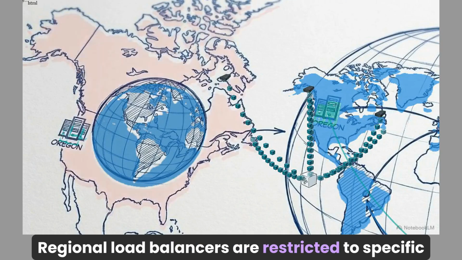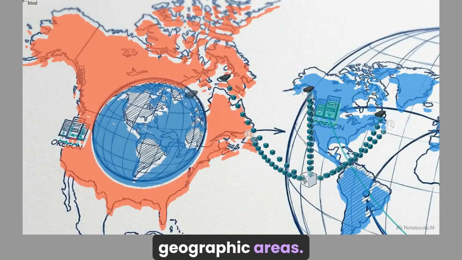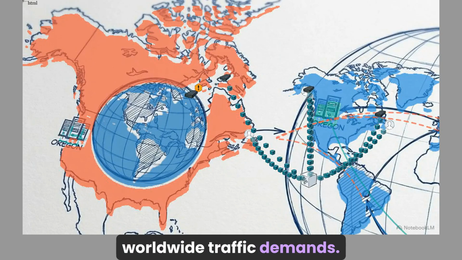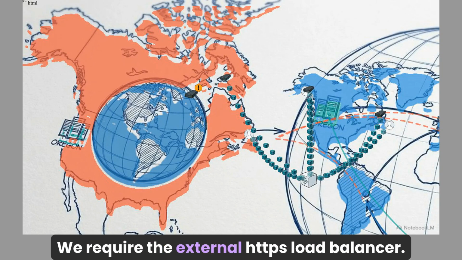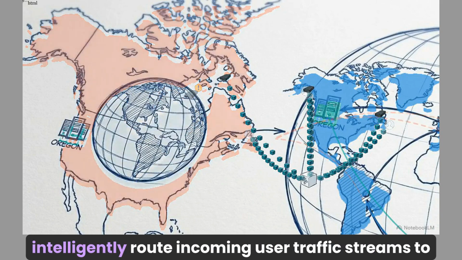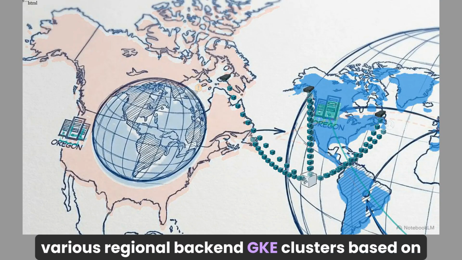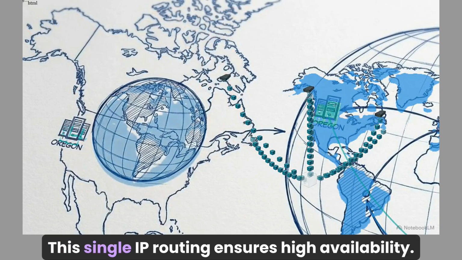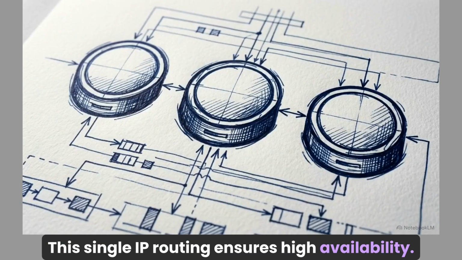We have one final piece of the deployment: connecting the globally distributed customer base to this backend infrastructure. Regional load balancers are restricted to specific geographic areas, making them insufficient for Symbol Superstore's worldwide traffic demands. We require the external HTTPS load balancer. This service uses a single global IP address to intelligently route incoming user traffic streams to various regional backend GKE clusters based on the user's physical proximity. This single IP routing ensures high availability.